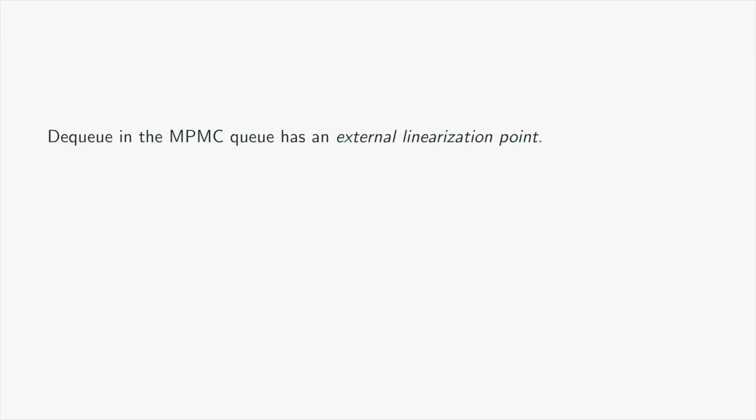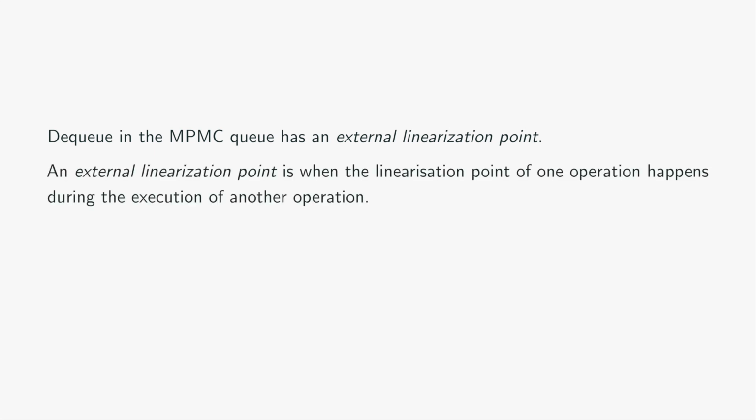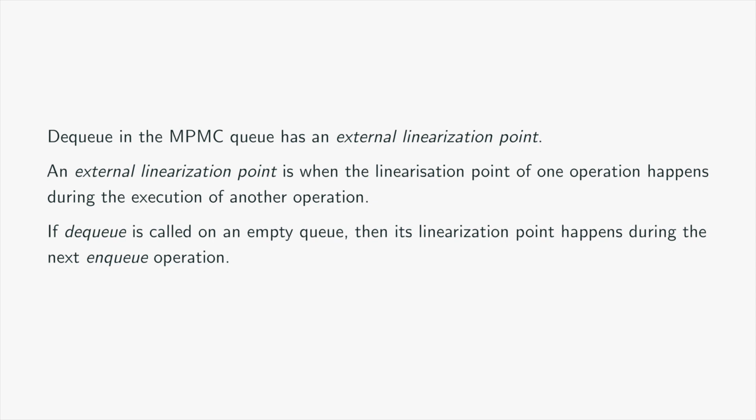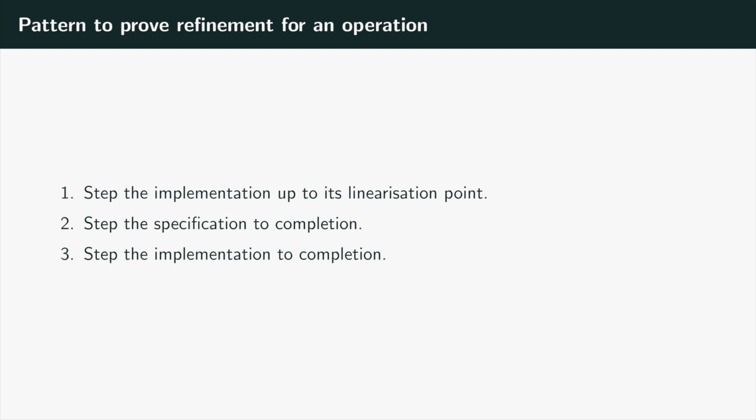Now, when we began verifying the npm-c queue, we realized that its dequeue operation sometimes has what is called an external linearization point. An external linearization point is when the linearization point of one operation happens during the execution of another operation. For the npm-c queue in particular, when dequeue is called on an empty queue, its linearization point happens during the execution of the next enqueue operation. So for an external linearization point, this pattern doesn't work.